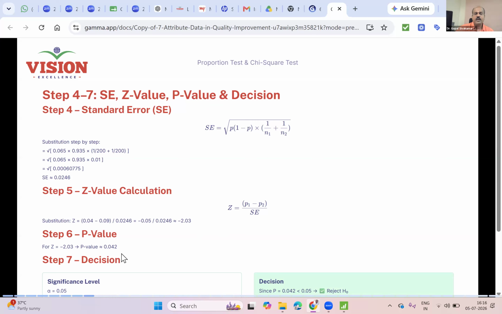Now what is the P value? 0.04. Now please tell me, 0.04, is it less than 0.05? Yes, 0.04 is less than 0.05. So you reject the null. If you reject the null, what does it mean? There is a difference. Now let's see how we can do the same exercise in Minitab.